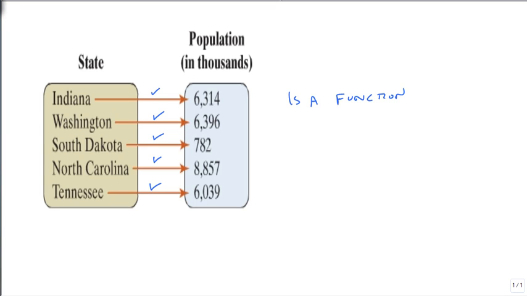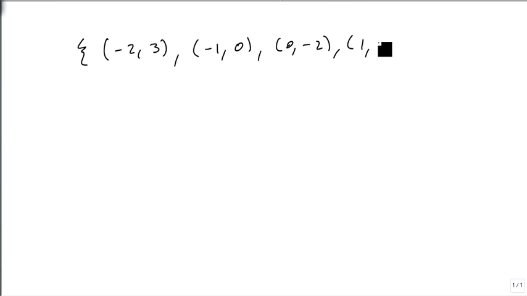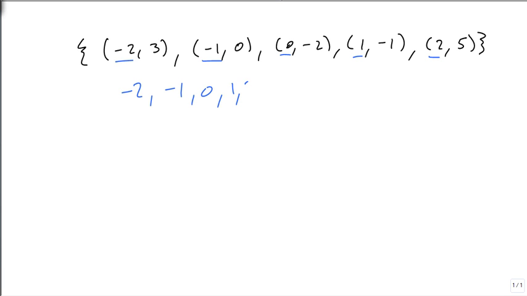So the last one that we want to look at is, suppose that we have a list of ordered points. So we don't have a mapping, but we have a list of ordered points. So let's say we have (-2, 3), (-1, 0), (0, -2), (1, -1), and (2, 5). So what we want to look at is all the inputs. So we're just going to list them out: -2, -1, 0, 1, 2. I didn't have any repeats from my x values, so this is a function.